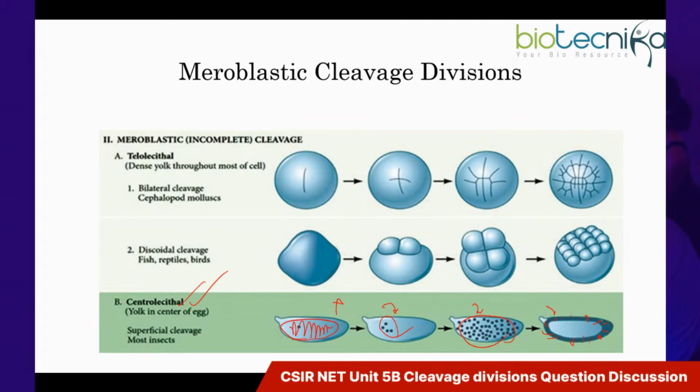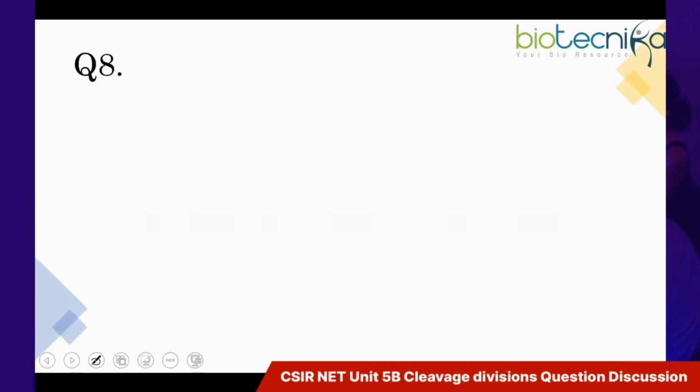Whereas discoidal cleavage, fish, reptiles, birds are there. So as I said, the division happens as if it is in the form of a disc. You will observe it at the disc. There is cephalopod mollusk which also undergoes this type of division, that is discoidal, but then they also separate the cleavage area into equal right and left halves. So that happens in bilateral cleavage.